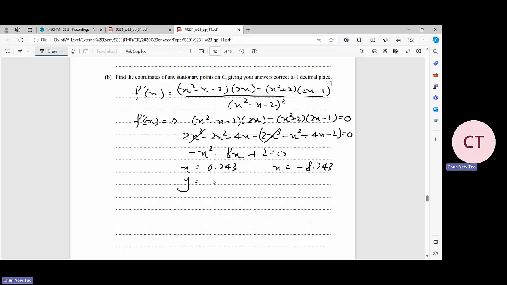If I use a more accurate value to find the y, my y over here will be negative 0.943. My y over here will be a positive 0.943. Then therefore, my stationary points, now I'm writing the answer in the form of 1 decimal place: (0.2, negative 0.9) and (negative 8.2, 0.9). Now I only write the answer in 1 decimal place. Done for this part B.